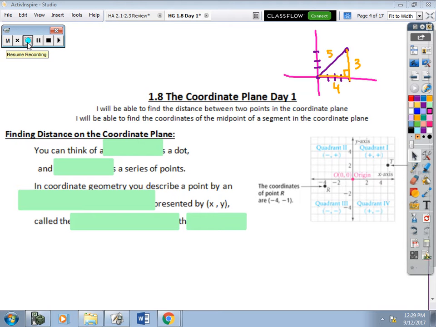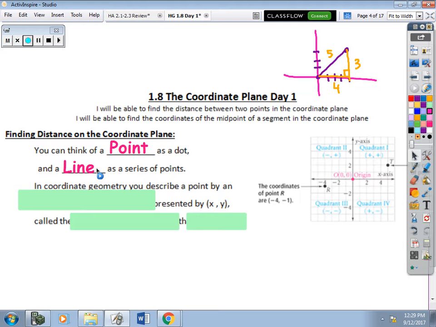Goofy blocks. All right, so whenever you're looking at these, you can think of a point as a dot. Even though a point is technically infinitely small, it doesn't have any size. We put a dot there to represent it. And we can think of a line as a series of points.